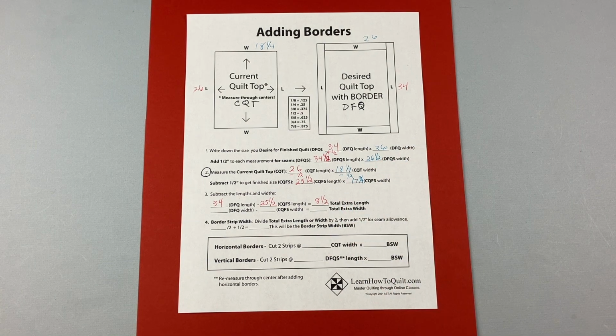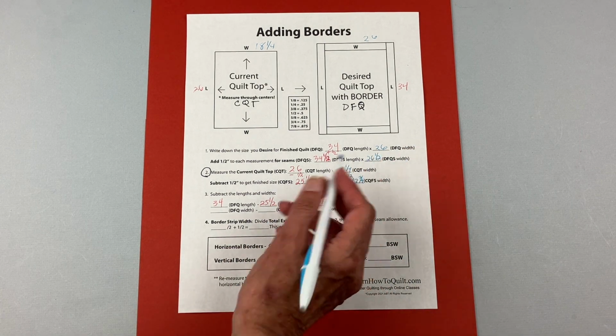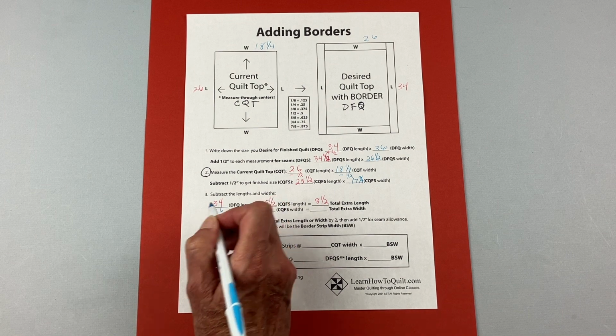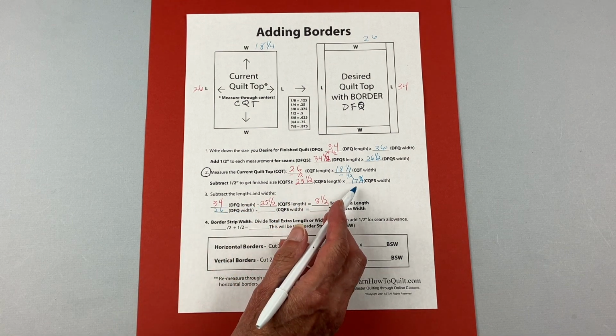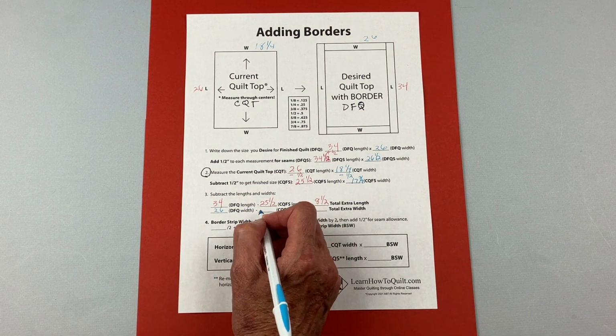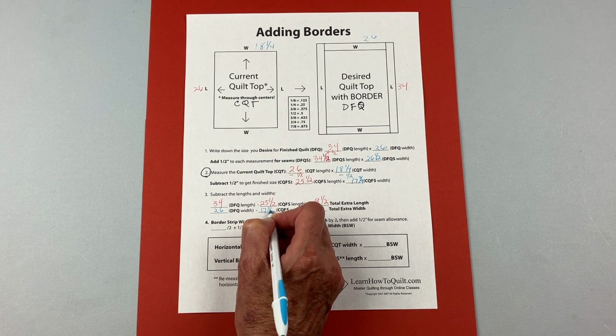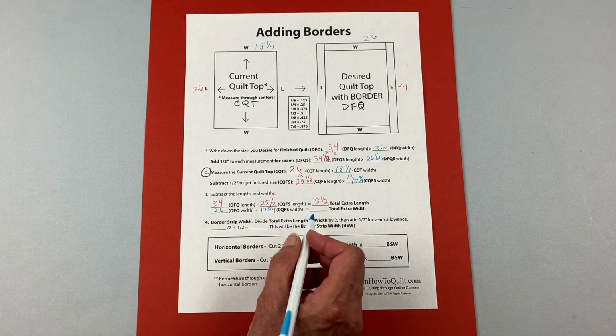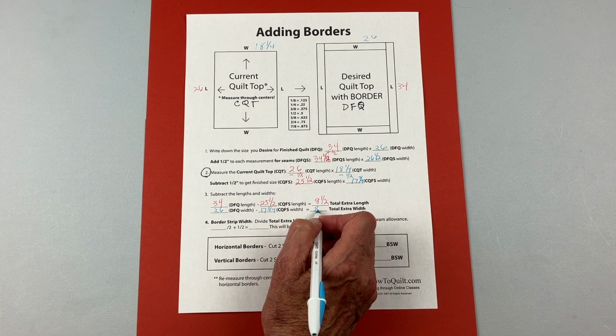I'll do the same thing with the width. I want to start with this width of 26 inches, and then I'm going to take away 17.75 inches, and I see that I need an extra 8.25 inches.